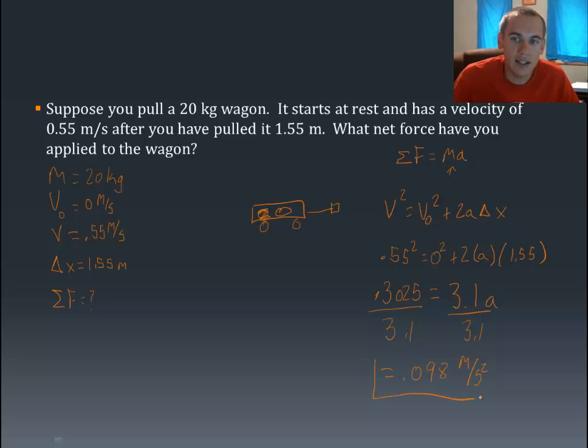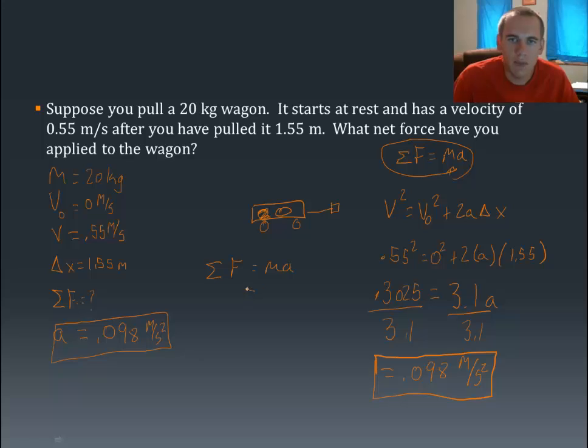Okay. Now this is not our answer. That is just the acceleration. So I'm going to add that little bit of information over here: 0.098 meters per second squared. But now I can use this to solve for the force. Okay, so we're back up to our original equation. So net force equals mass times acceleration. So this is 20 times 0.098, and we get 1.96 newtons.